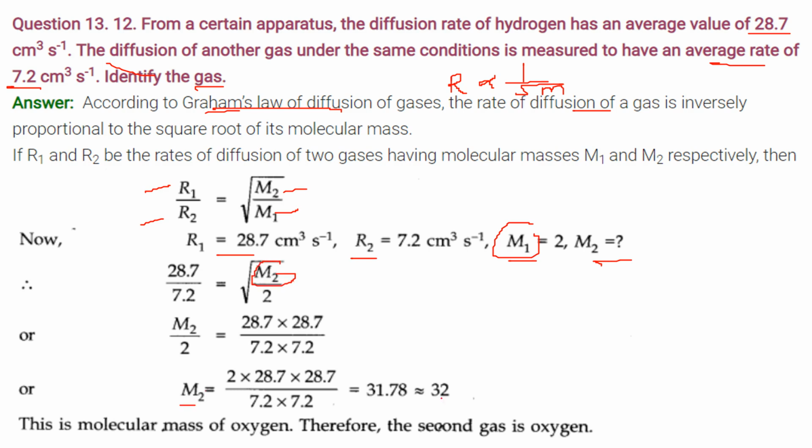This M2 is going to be 32, roughly 31.78. We can round it off to 32, and 32 we know which gas it is, the molecular mass of oxygen. So the second gas is oxygen.